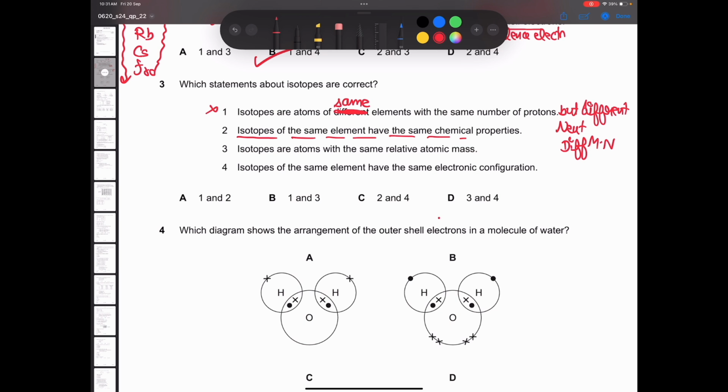Then, isotopes are atoms with the same relative atomic mass. No, it is not right. Since they have a different number of neutrons, the mass number will be different. The atomic mass will be different.